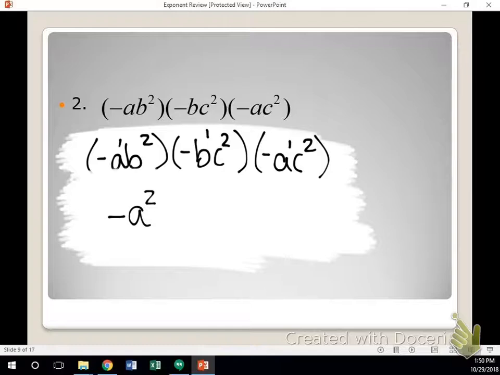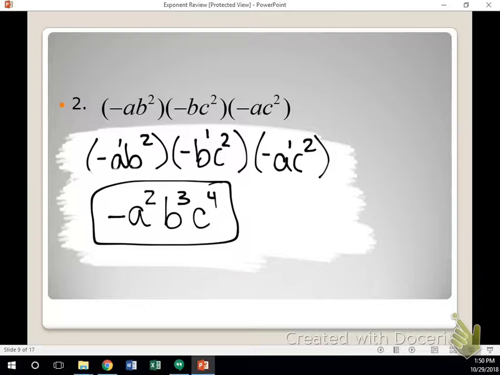Next, let's go on to the next letter, which would be b's. Good, we have b squared times b to the first. We're still adding those exponents. That's how we get b to the third. Finally, we've got c squared and c squared. That gives us c to the fourth. So this would be our final answer. Notice we just did it a little piece at a time.